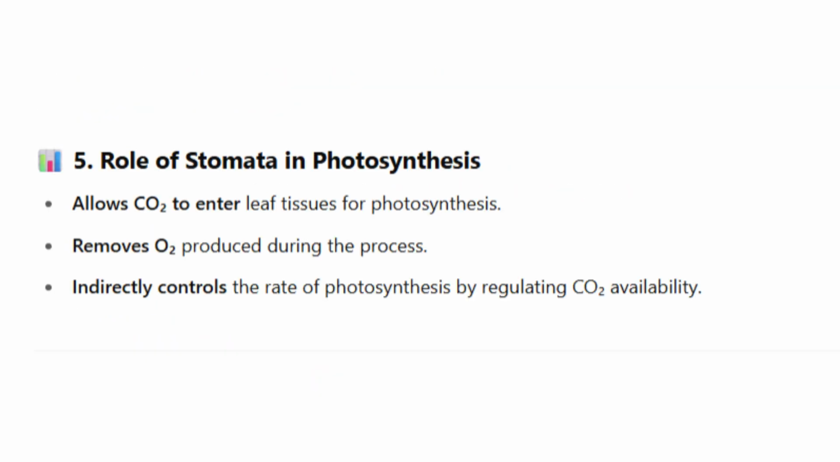5. Role of stomata in photosynthesis. Allows CO2 to enter leaf tissues for photosynthesis. Removes O2 produced during the process. Indirectly controls the rate of photosynthesis by regulating CO2 availability.